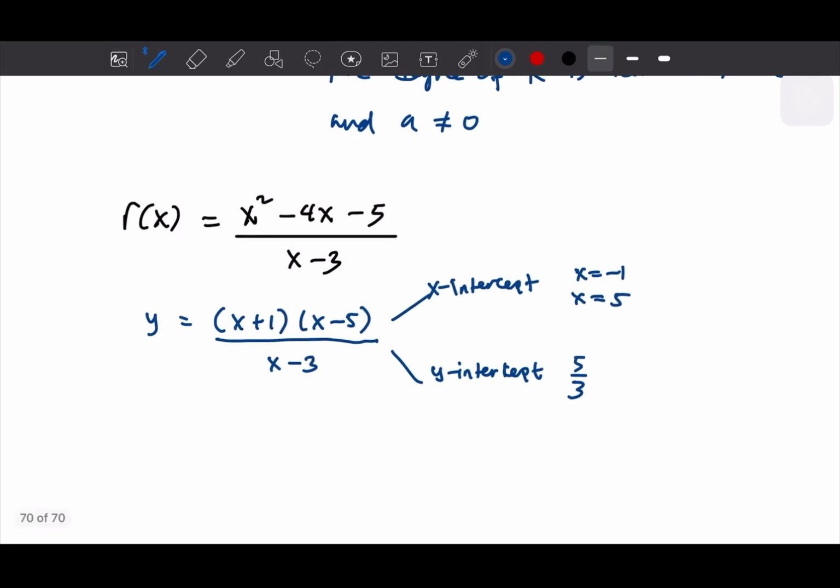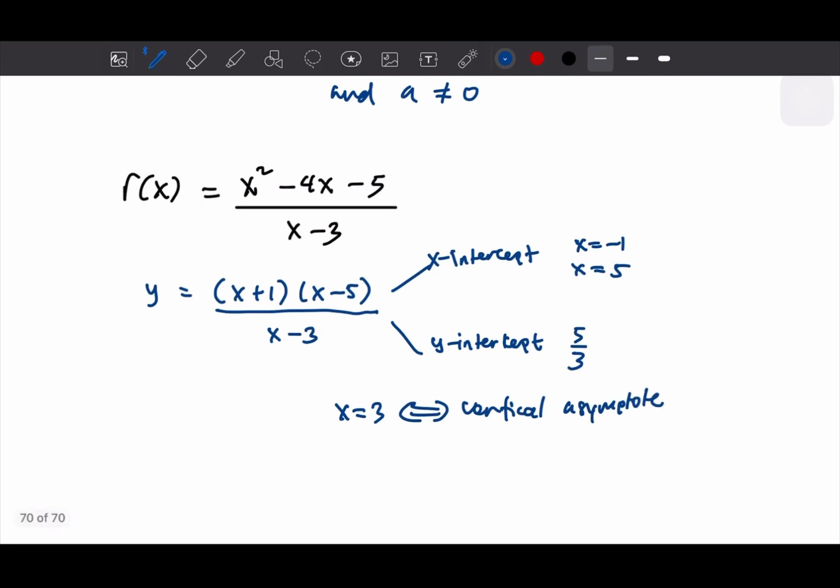And x equal 3 is the vertical asymptote, right? And there is no horizontal asymptote because we have degree 2 on top and degree 1 here. So there is no horizontal asymptote. We could write no horizontal asymptote.